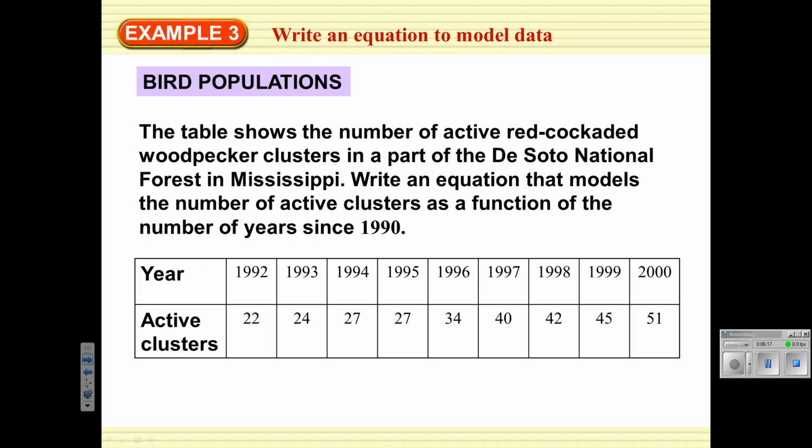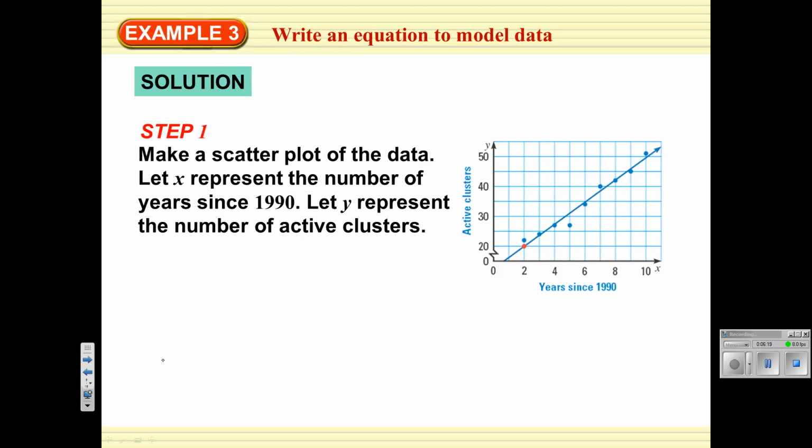Okay, so the first step is to obviously plot your data. Make a scatter plot. So here's all of our scatter plot, and treat each one like an ordered pair. So let x represent the number of years since 1990. So we start with 1992 because 2 years past 1990 would be 2. This would represent 1992. This would represent 1994. This would represent 2000. Okay? Just to show you, years since 1990, that's how we get to just the single digit numbers.